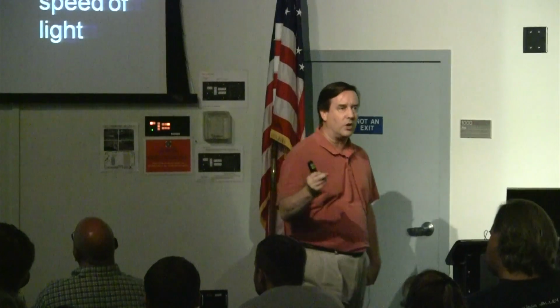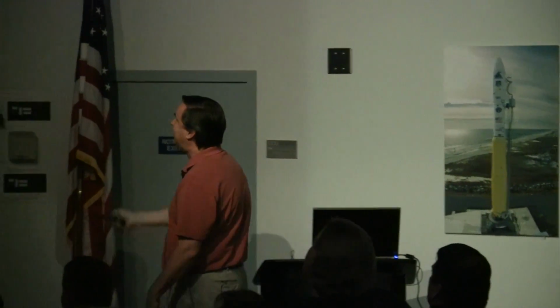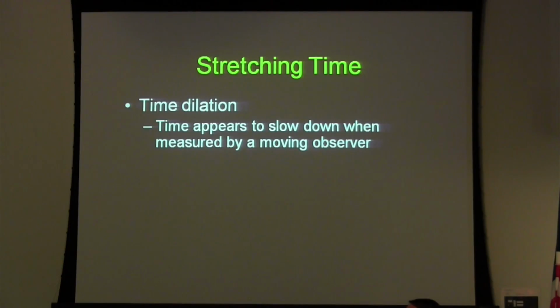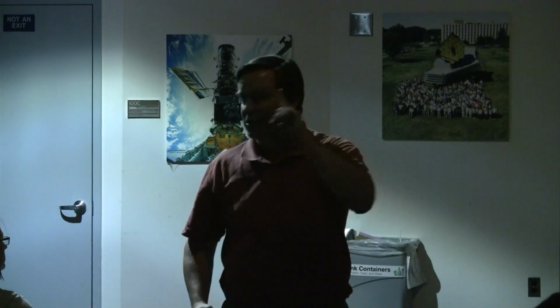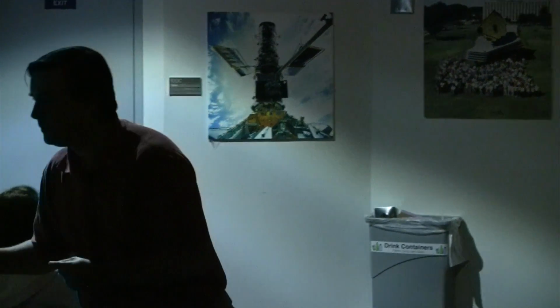The moving observer measures a shorter time. That is the essence of time dilation. That time slows down when measured by a moving observer. The person on the ground watching this happen, he measures a longer time. The person traveling along with it measures a shorter time. Which is really cool, because that's the way we travel into the future. Time travel is possible, but it's one way, and it's into the future.